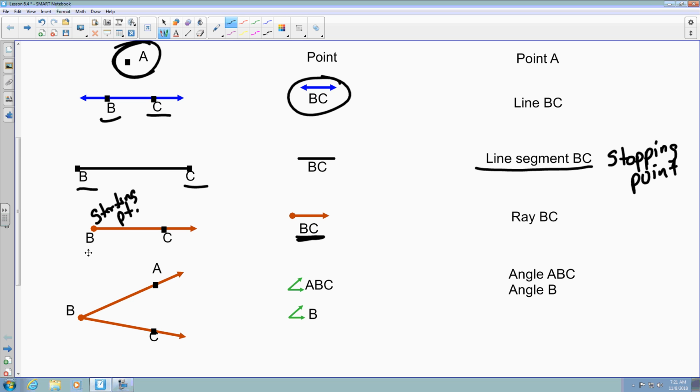It cannot be labeled like this. That's a no-no. You can't do it that way because the starting point is at B. So you must be able to label it correctly.